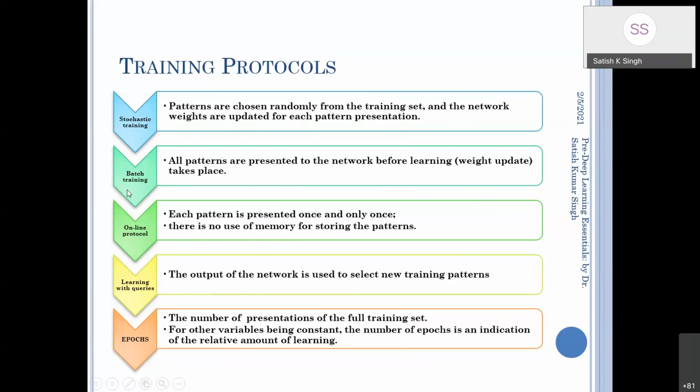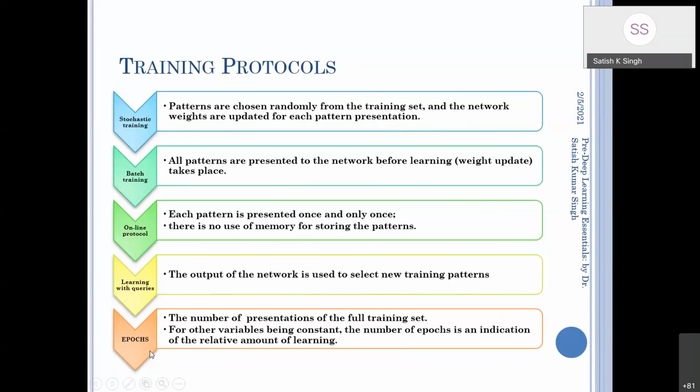Okay, so basically there are three training protocols, including some other peripheral things like learning with queries. The output of the network is used to select new training patterns. Okay, this kind of learning can be done.